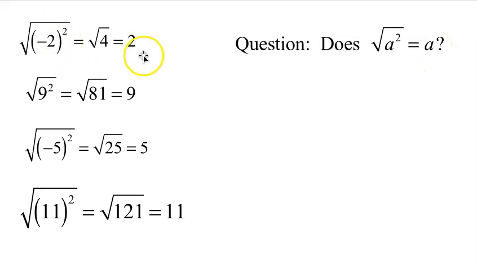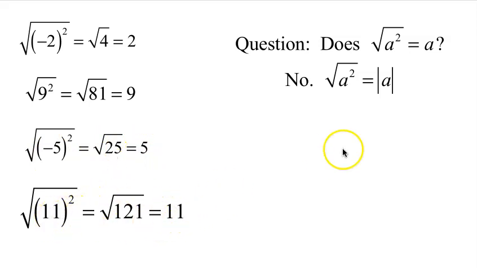No, the square root of negative 2 squared did not equal negative 2. But what is it? Negative 2 squared, square root, became positive 2. The result is the square root of a squared is the absolute value of a. Notice the absolute value of negative 2 is 2. The absolute value of 9 is 9. The absolute value of negative 5 is 5. The absolute value of 11 is 11. So the square root of something squared is the absolute value of the something.